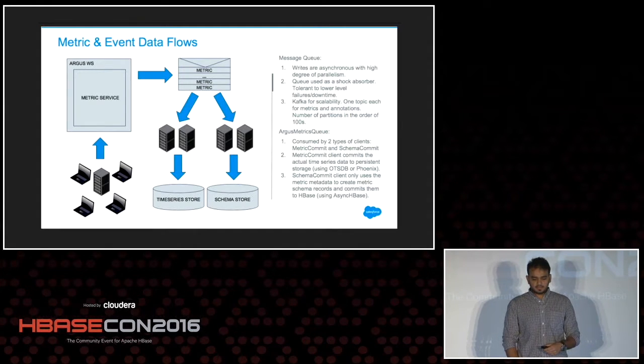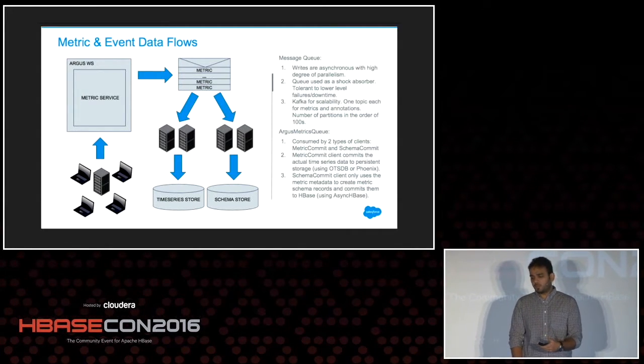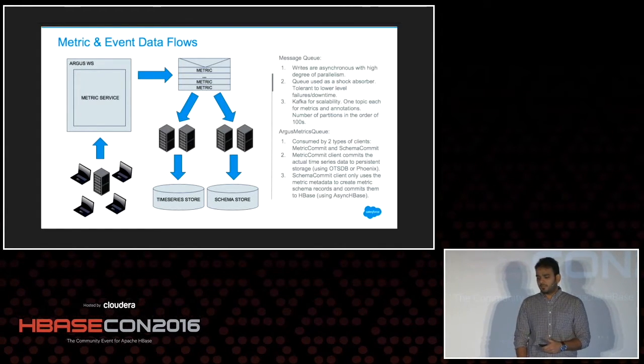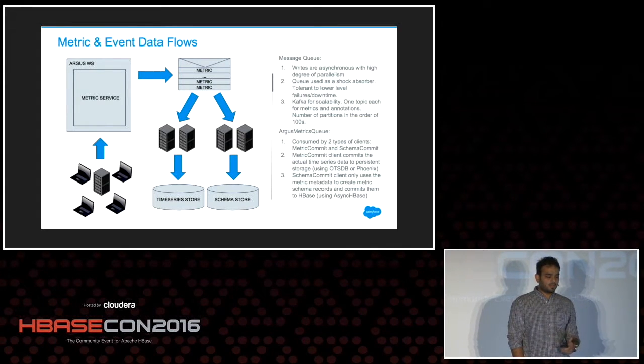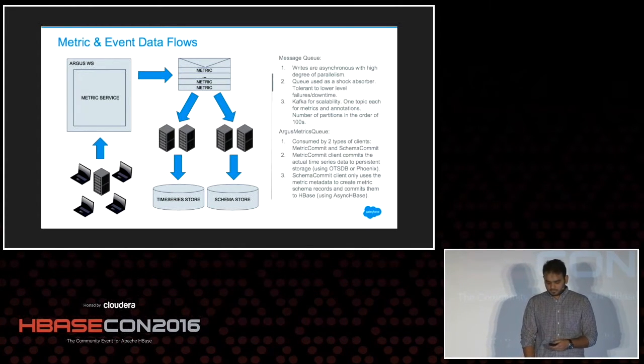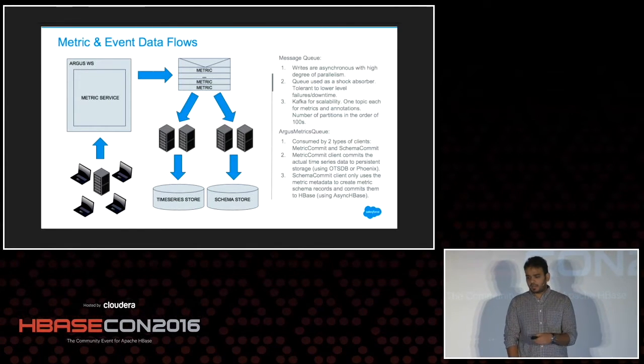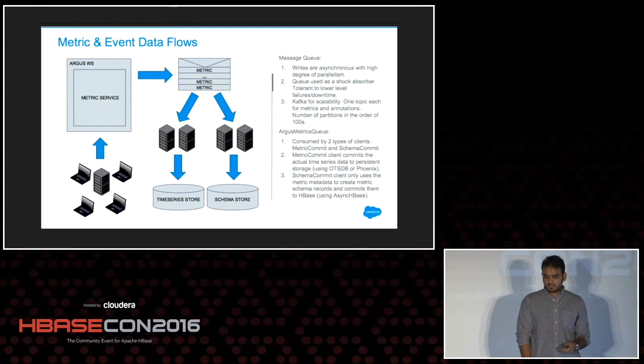So Argus, and I'll talk about this in some of the future slides, but users need to discover metrics in Argus, or if they want to have a wildcarded query in Argus. So Argus stores all the metadata about the metrics in HBase, and the schema commit client is the one that actually commits all the metadata about different metrics and stores them on HBase. So I'll talk about the discovery service and the schema service and the client in a little more detail in some of the next slides.